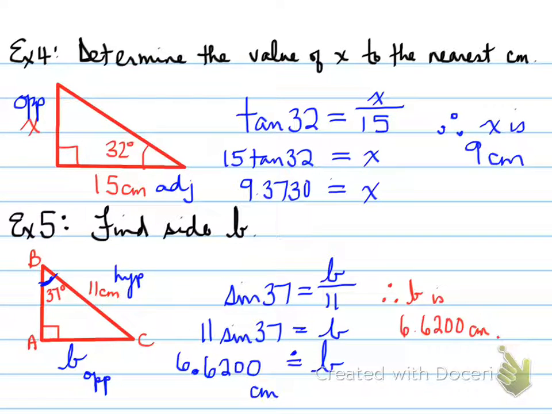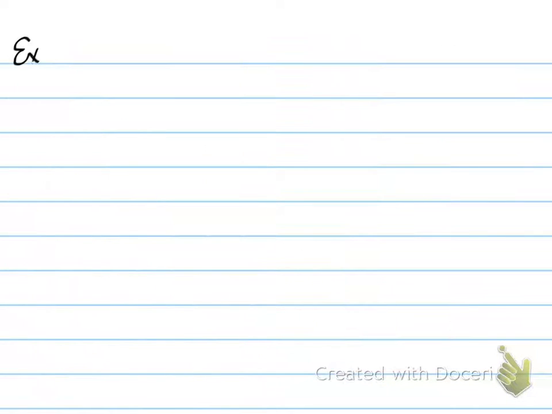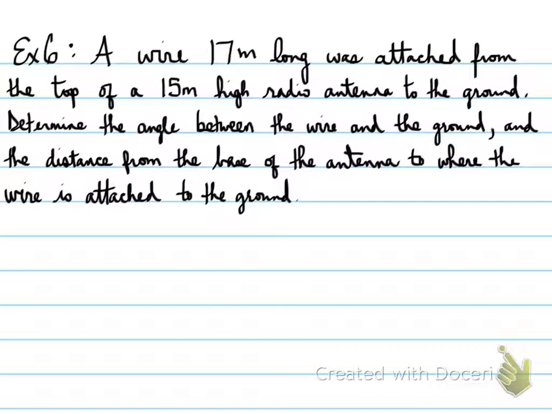All right, let's look at 2 word problems. The first one is as follows, where it says, a wire 17 meters long was attached from the top of a 15-meter high radio antenna to the ground. Determine the angle between the wire and the ground and the distance from the base of the antenna to where the wire is attached to the ground. Alright, so we need some information to draw this out.